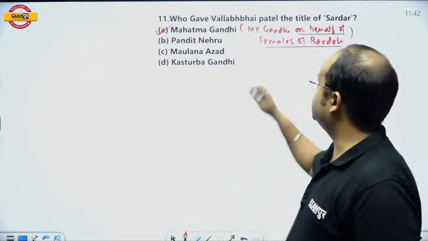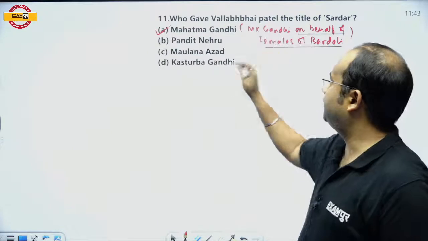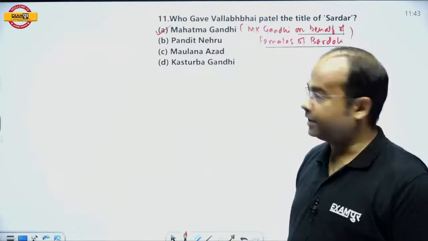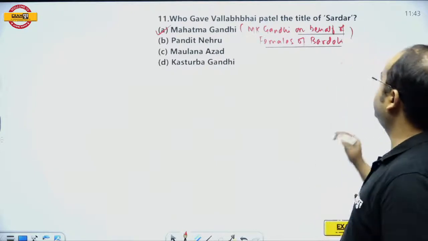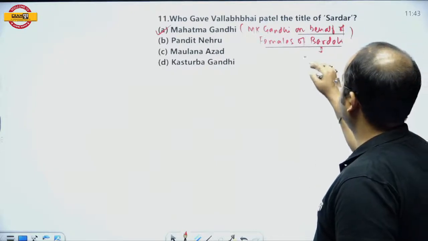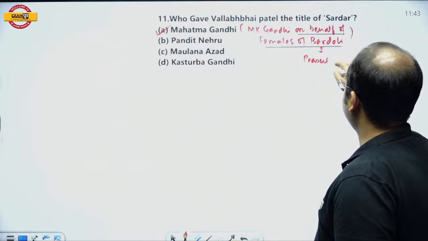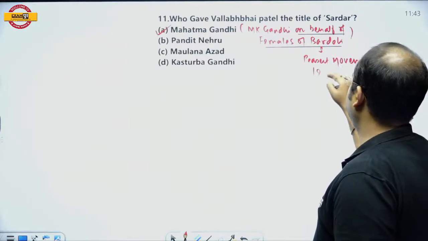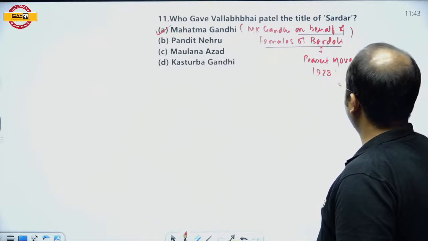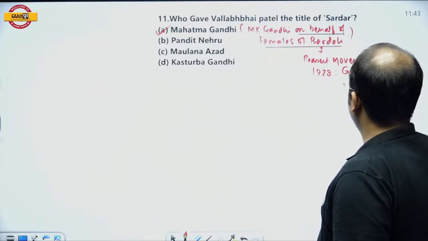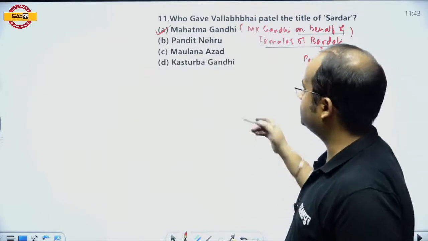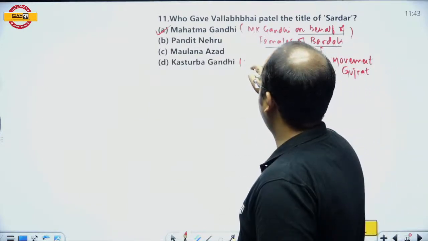Okay, so guys, on the recommendation of the women of Bardoli, Mahatma Gandhi gave the title of Sardar to Vallabhbhai Patel, and this Bardoli movement was a peasant movement that happened in 1928 in Bardoli, which is located in Gujarat. So the correct answer will be Mahatma Gandhi. Kasturba Gandhi was the wife of M.K. Gandhi.